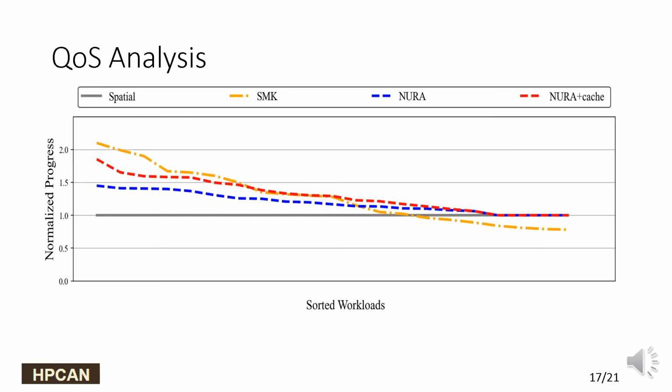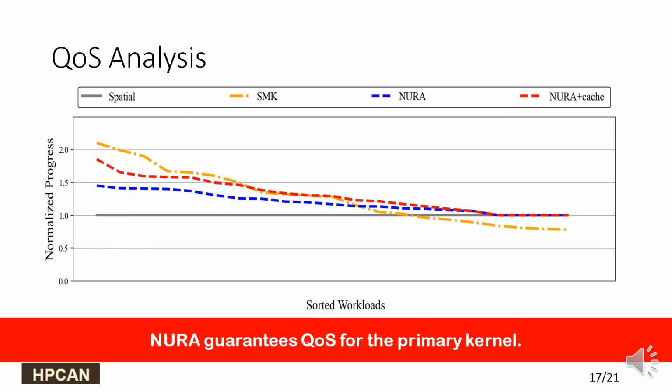This figure quantifies quality of service of NURA and SMK across all workloads for a quality of service target per application and compares against a baseline. We define normalized progress as the normalized ratio of the NURA IPC to the baseline IPC. We observe that the normalized progress per application in NURA is greater or equal to the baseline. Hence, NURA meets the quality of service target for all workloads as the baseline does.